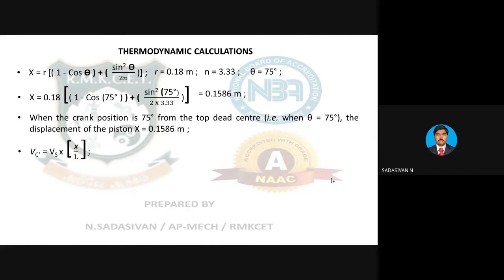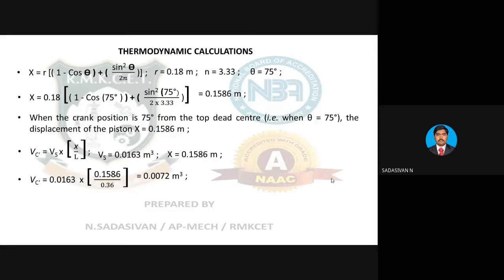Okay, so V C dash, C dash is nothing but the point on the PV diagram where theta is 75. So V C dash equal to Vs into x by L. You can do it like this, or you can do pi by 4 d square into x. Both are correct. I am finding a ratio. How much ratio? x by L. Out of the total stroke length, I have moved up to a distance of x. So what is that ratio? Multiply the ratio with the stroke volume, the swept volume, and we will get the answer. So 0.0163 swept volume, x is 0.1586. Therefore, this volume comes to 0.0072.